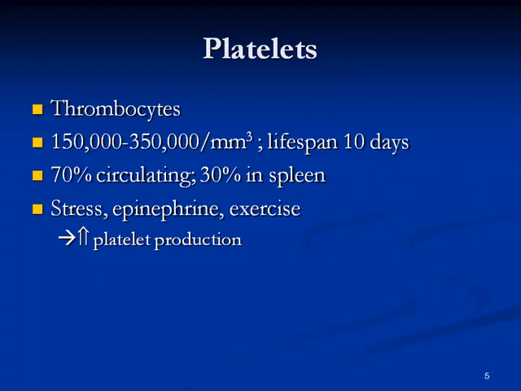So platelets, another name for them is thrombocytes, about 150 to 350 or 400,000 per cubic millimeter. Their lifespan is only about 10 days, so we're turning over platelets very rapidly. About 70% of them are circulating in our bloodstream, and the rest of them are stored in the spleen, just waiting there, so that if we need them, they can be pushed out into the circulation and go to an area of injury so they can participate in clot forming. Stress, epinephrine, exercise all increase platelet production, so it's not unusual to see, especially a hospitalized patient, with a slightly elevated platelet count just because of the stress response that they're experiencing.